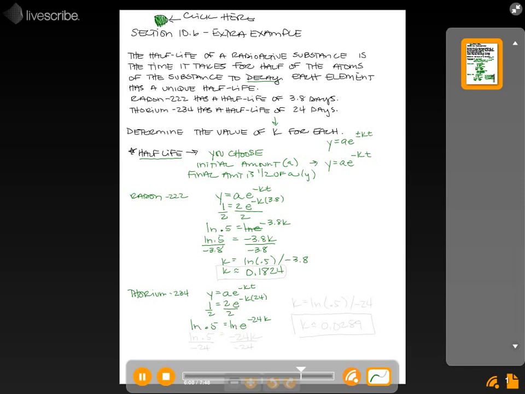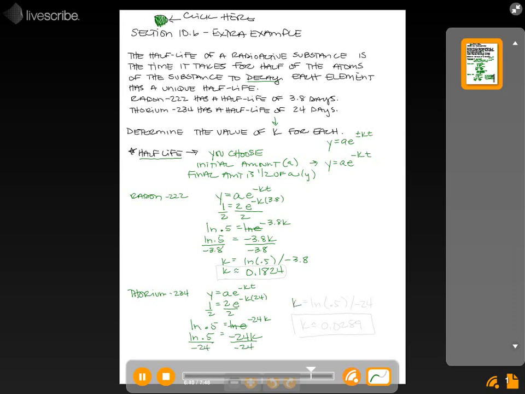Take the natural log of both sides. Those cancel. So negative 24k equals the natural log of 0.5. Now, whenever you have a half-life, it should always be the natural log of 0.5 because you're starting with your initial amount. You're going to divide it to the other side. Your initial amount is twice as much as your final amount, so you'll always be dividing by twice as much. It should always be 1/2, or 0.5. Divide by negative 24.